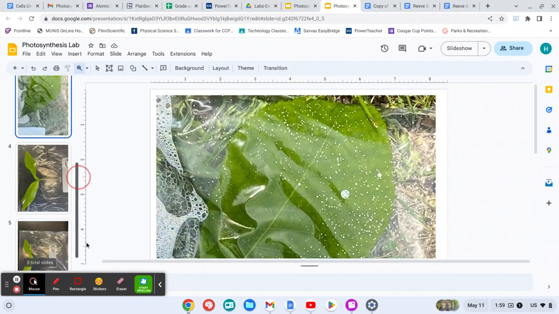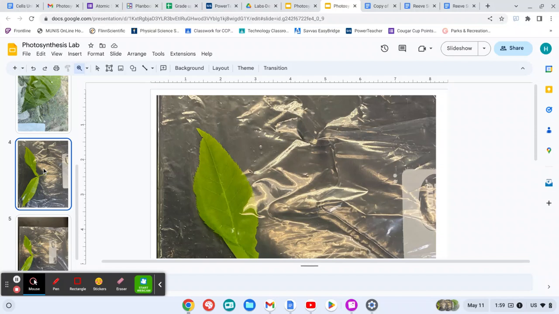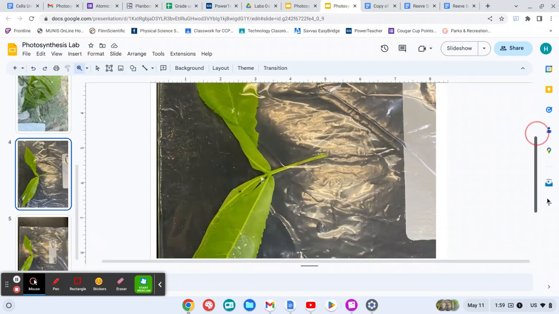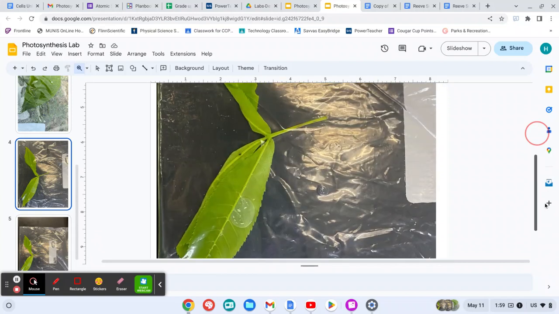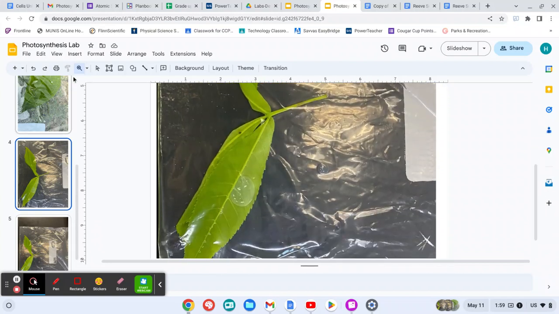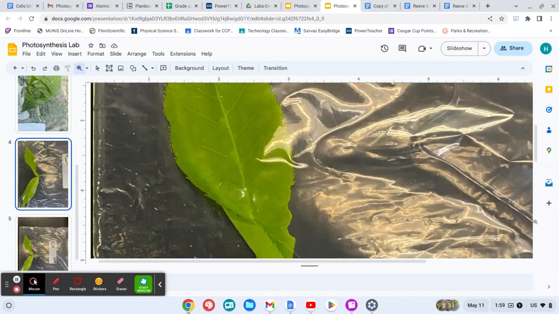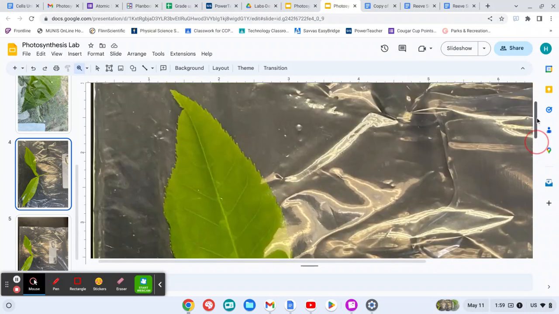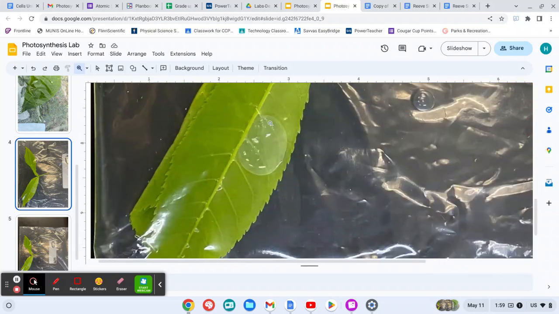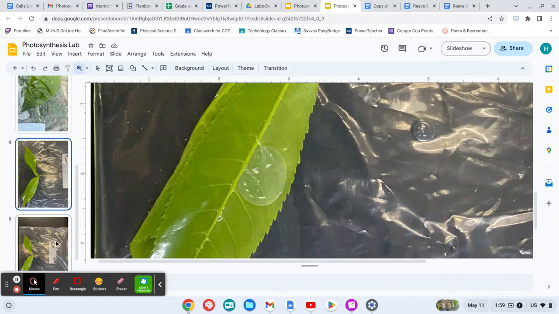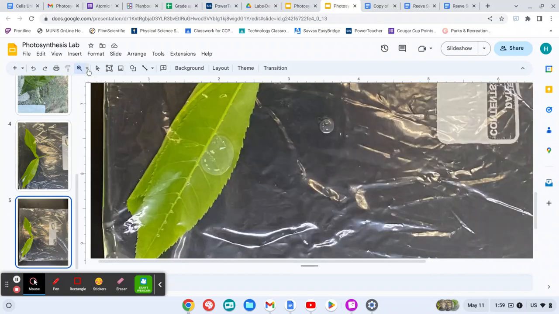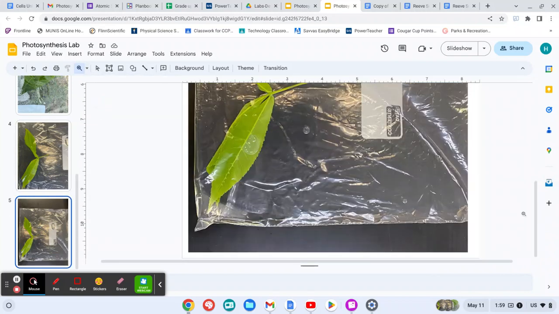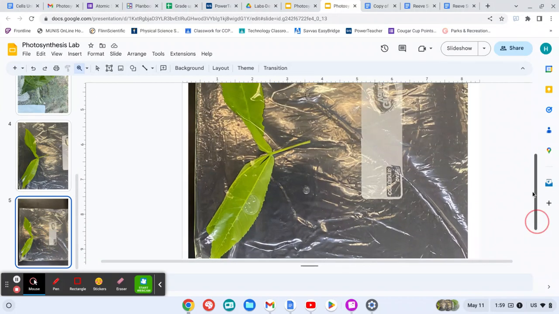Now, when we look at the one that we had inside that did not have any access to sunlight, there's really not a whole lot of anything going on with this bag. If I zoom in a little bit right here, you can see there's kind of one little bubble over top of this leaf right here. But that's it. You really don't see condensation on the bag. And then a sort of more zoomed out picture, you can see those couple of little bubbles, and that's it.